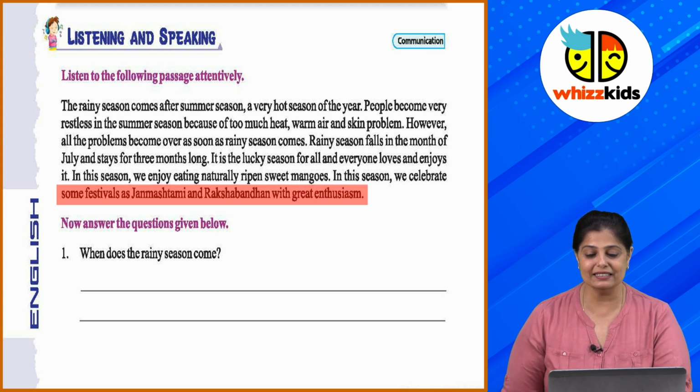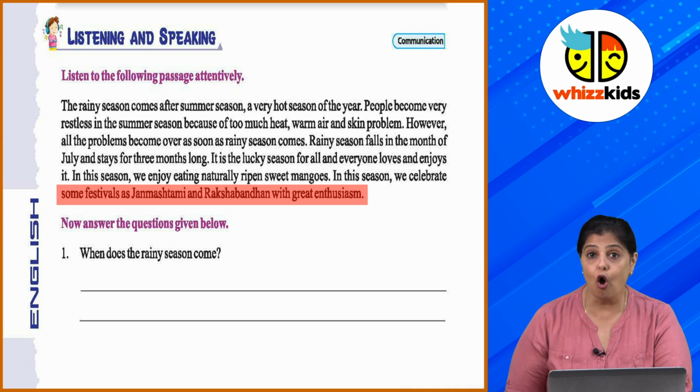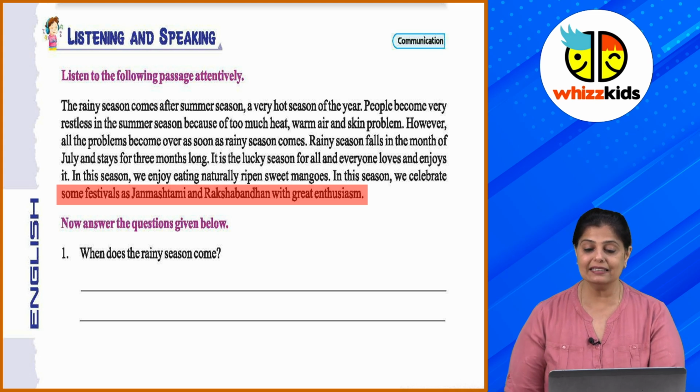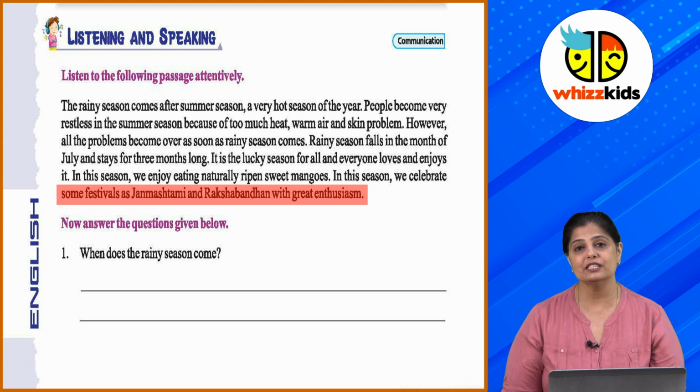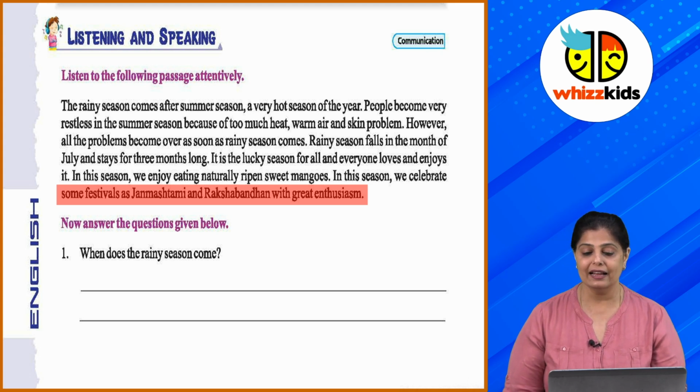So, here this passage is talking about 2 seasons. One is the hot summers and second is the rainy season. Especially it's talking about the rainy season which comes in the month of July and stays for 3 months, and people really enjoy this season because of the beautiful greenery that spreads in the nature and the sound of rain, and of course you get to celebrate certain festivals also in this season.